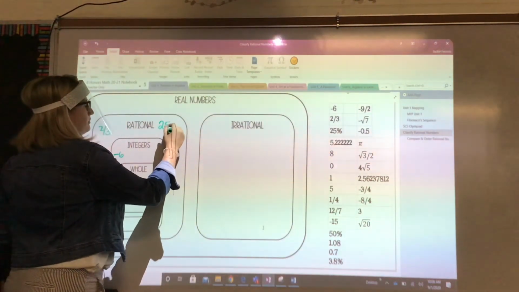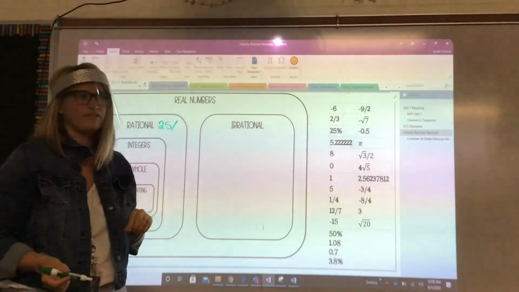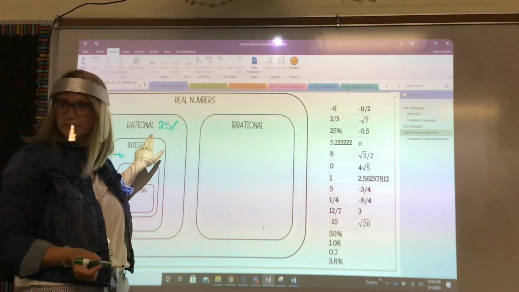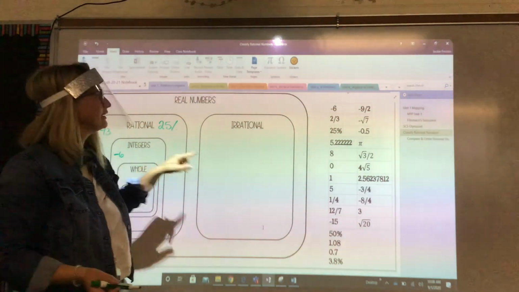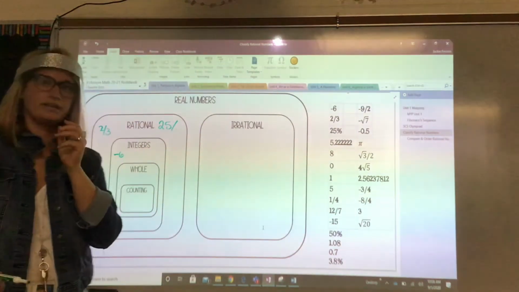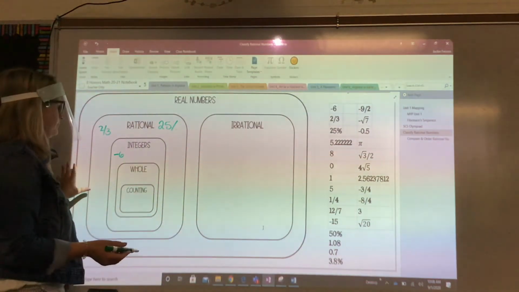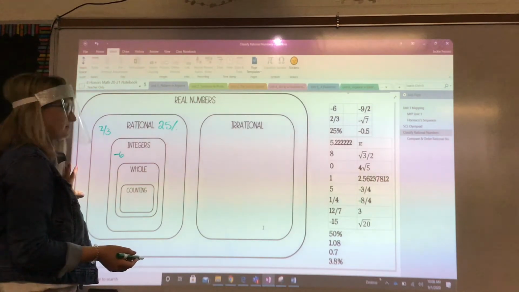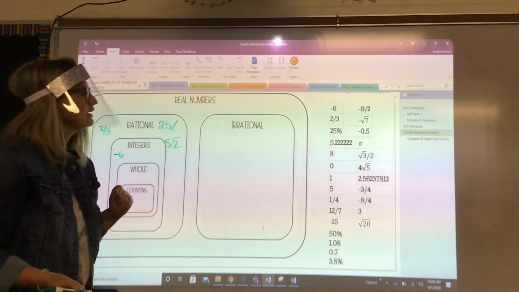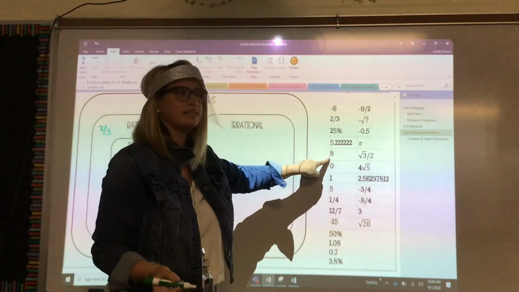It's 0.25 because you divide by 100. All percents are out of 100, so you'd move the decimal 2 places to the left. Okay, 5.2 repeating. Logan? That would be a rational number. Good, 5.2 repeating. Okay, then we have 8. Ronan?